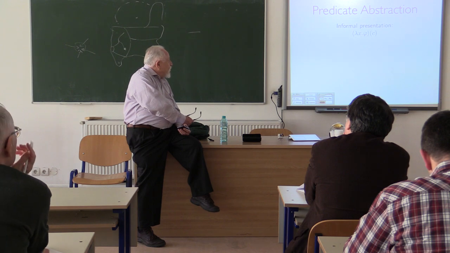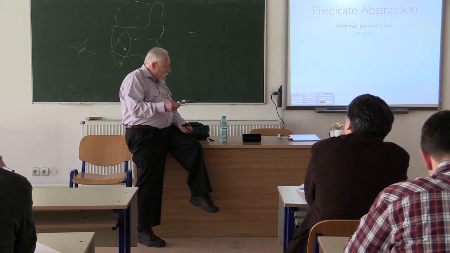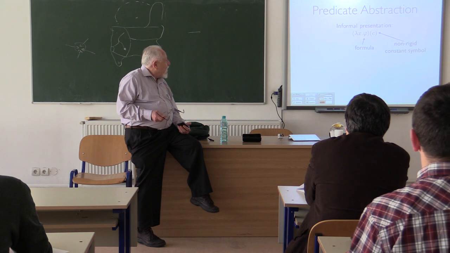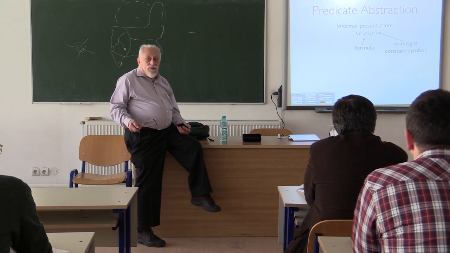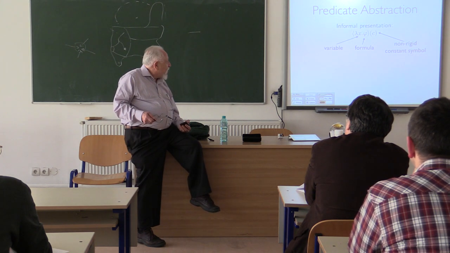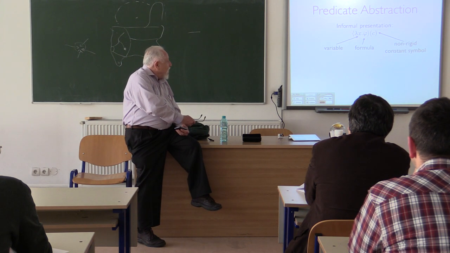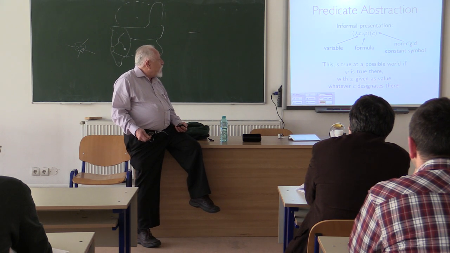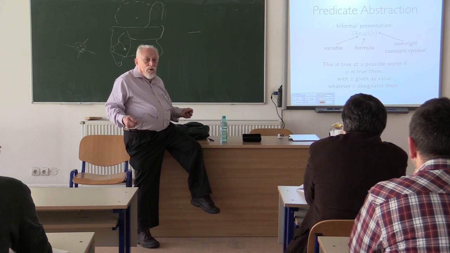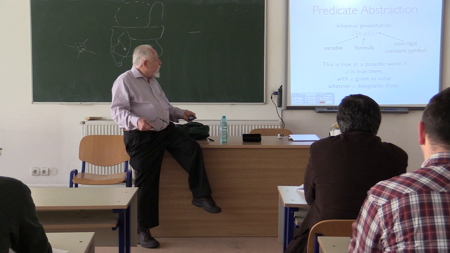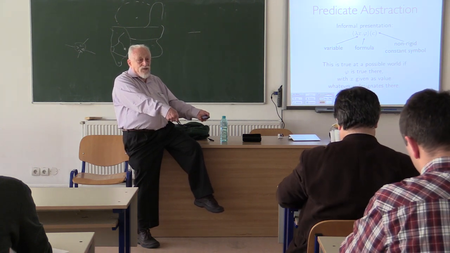So, what we're doing is taking phi, a formula. C is a non-rigid constant symbol, and we'll make this more general in a little while. X is a variable, and I want to think of this as being true in a possible world if the formula phi is true there, when you assign to X as its value whatever it is that C designates there.